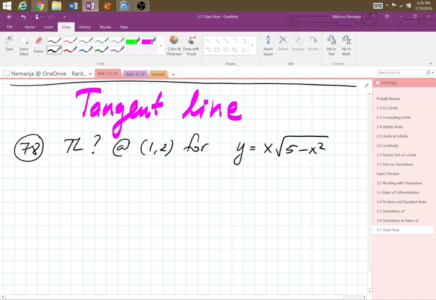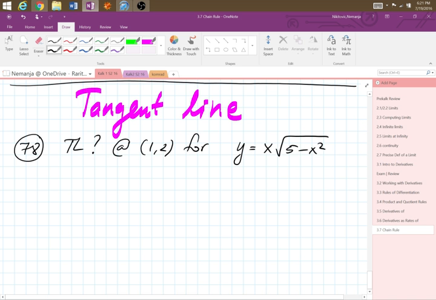Done with the tangent line? Let's talk about this problem together. So, the steps are always the same. Find the derivative, and you use whatever you must to find that derivative. Product rule, chain rule, quotient rule, combination of those, or basic derivatives, which won't happen anymore.